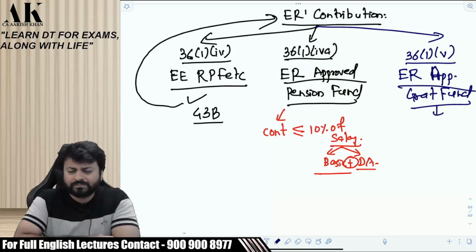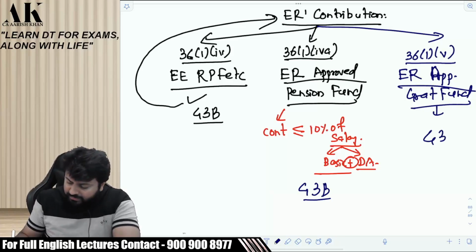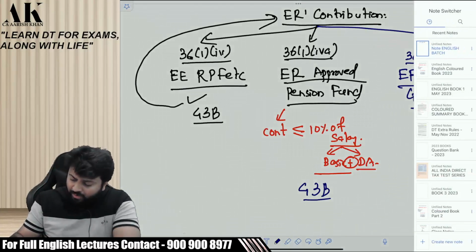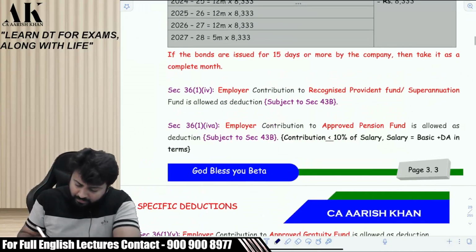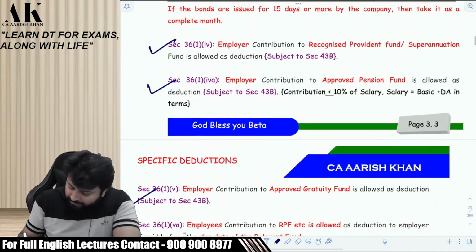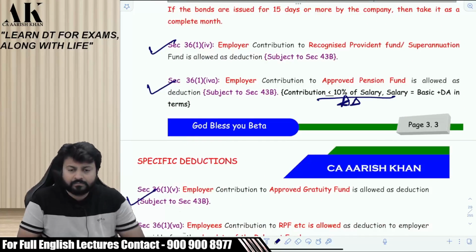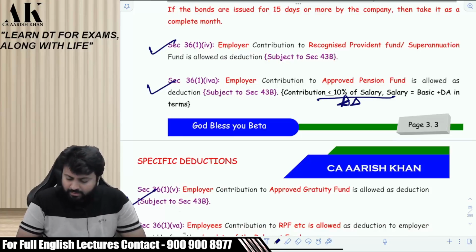Yes or no? So all 3 deductions are subject to 43B. All 3 of them are subject to 43B. You can read this, this, and this also, and mark this as an important note because of this 10% salary. This comes in exams a lot of times.